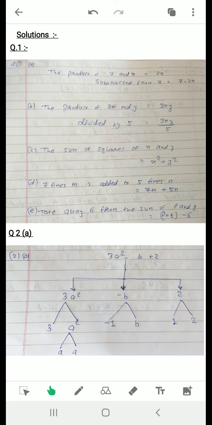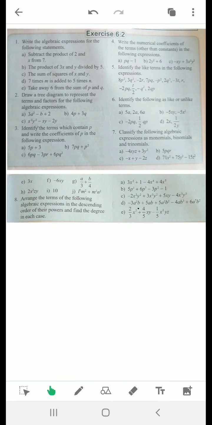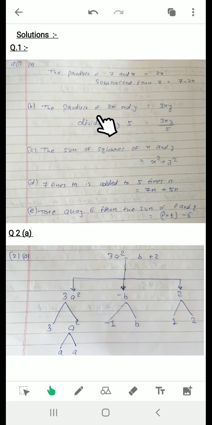Similarly, the second statement is: the product of 3x and y is divided by 5. We need to find the product of 3x and y, that will be 3xy. The product of 3x and y will be 3xy, and it is divided by 5, so it will be 3xy divided by 5.